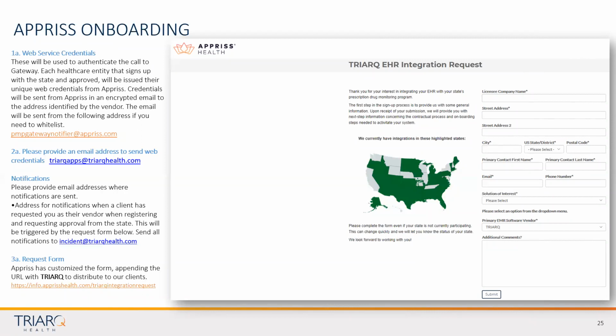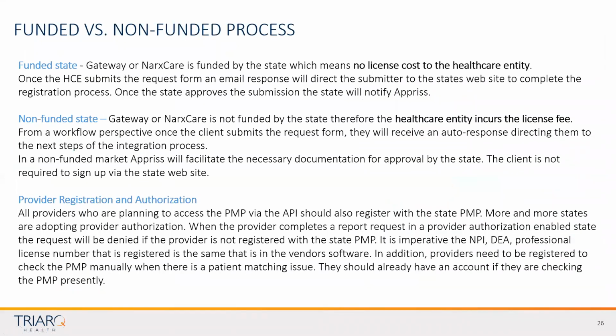But regardless, you complete this, you fill this all out, and here they've defaulted in your EMR software vendor. It will only say Triarq if you click the link and go to the one that's for us. So you fill this out, and really this triggers the whole thing. Appriss gets this, and they do all sorts of things. They're like, oh, okay, are you a funded state or a non-funded state? Okay, well, if you're a funded state, there is no cost to you.